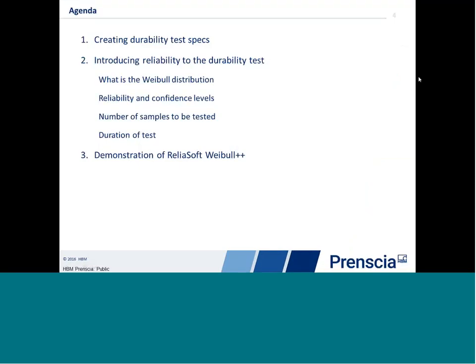Agenda today is really threefold. We're going to look at a couple things, and then we're going to look at how we can implement these concepts in software. First off, we're going to look at how we create durability test specifications.